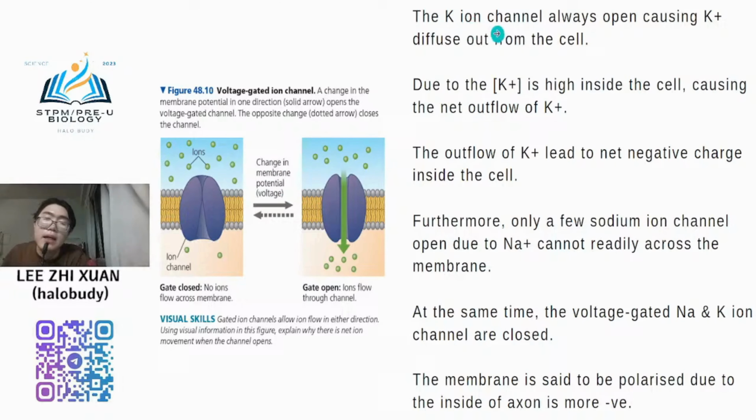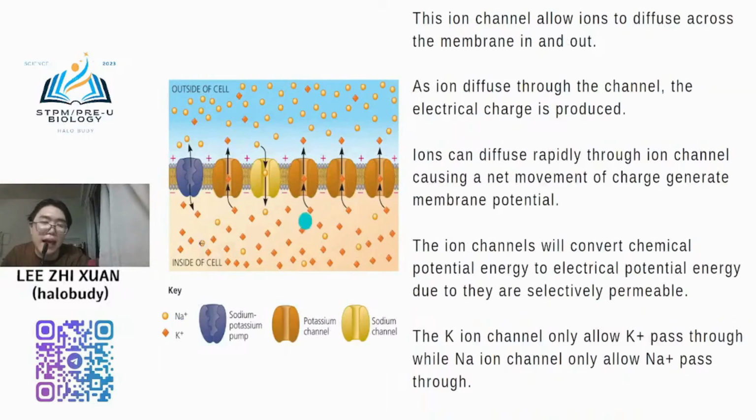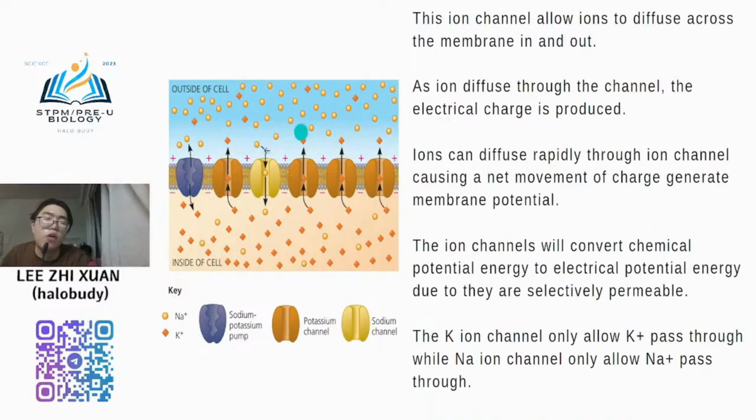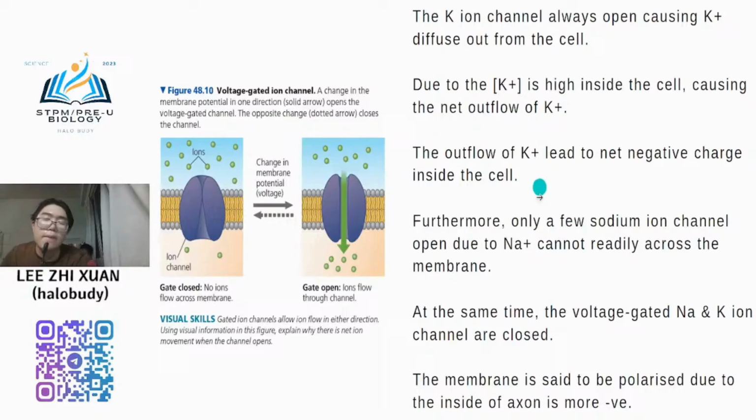And then the potassium ion channels are always open, causing the potassium ion to diffuse out from the cell. As I already mentioned, the potassium ion inside the cell is very high, so the potassium ion will move outside the cell. Okay, and then only a few sodium ions.